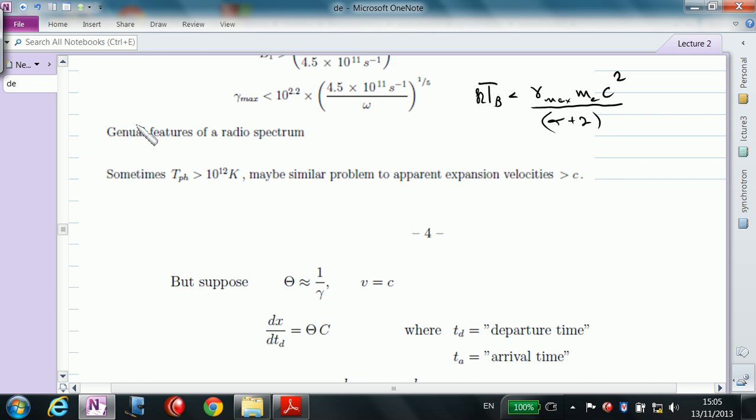Anyway, this should be the general features of the radio spectrum. That you have a, well, I'll let you do the homework, but there should have been a graph here.